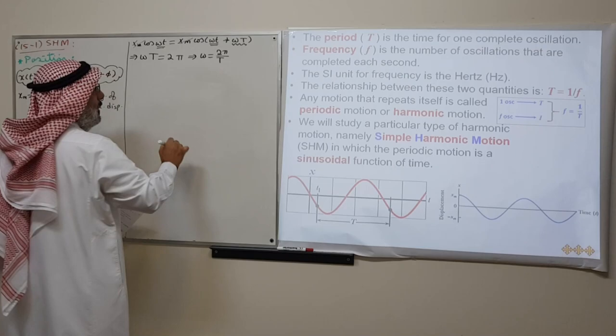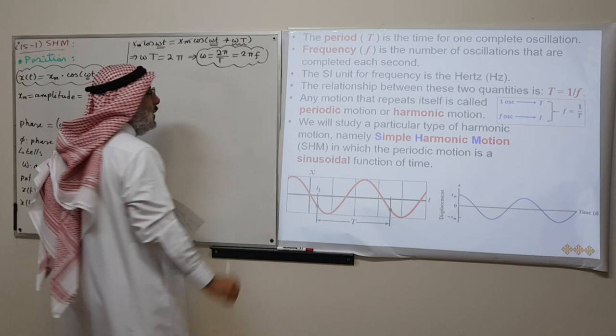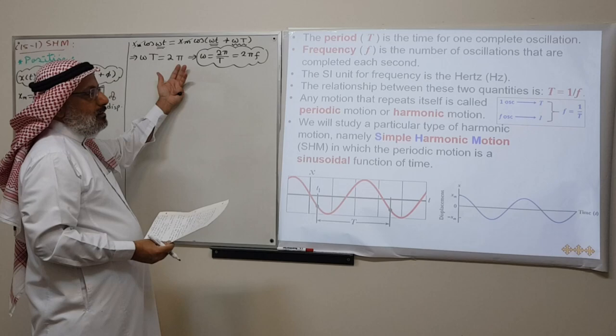And the period is the reciprocal of the frequency. So you can say that this is equal to 2 pi multiplied by the frequency. And that's the relation between these parameters. From which you can see immediately the SI unit for the angular frequency, it's radians per second.